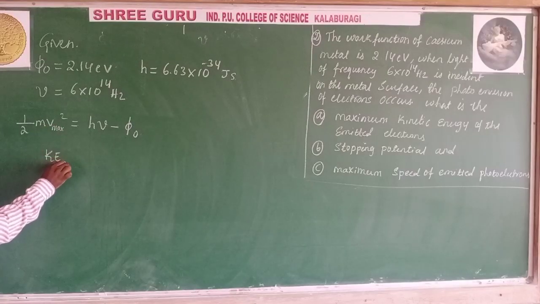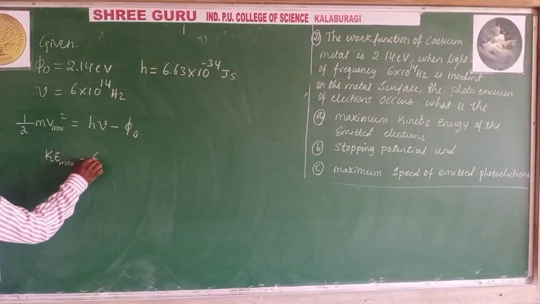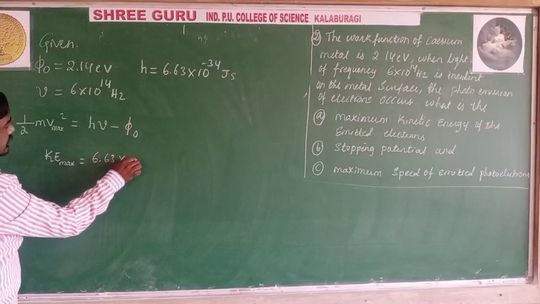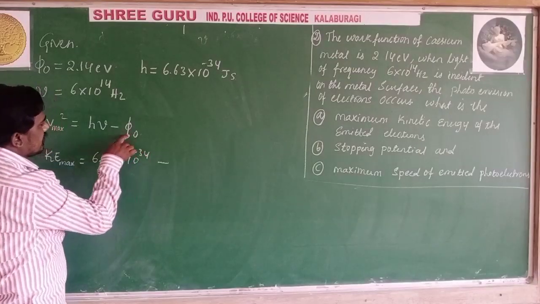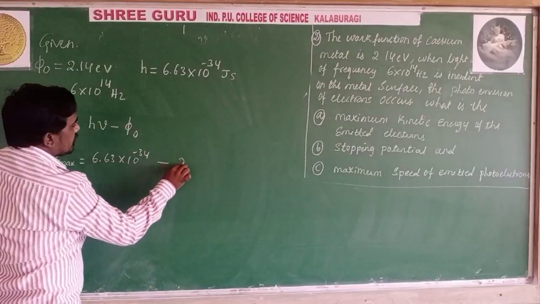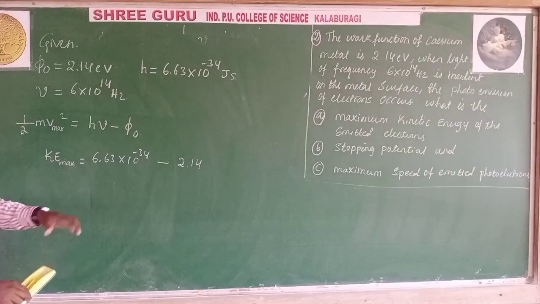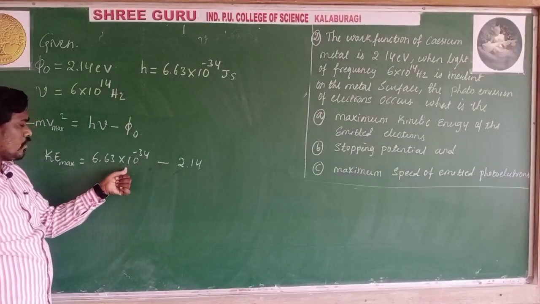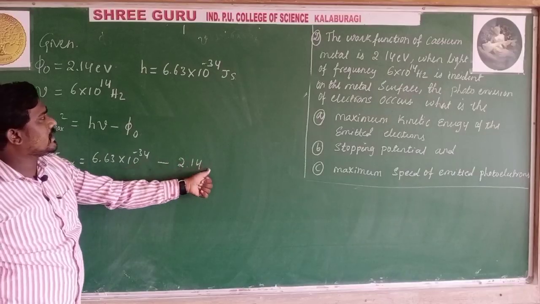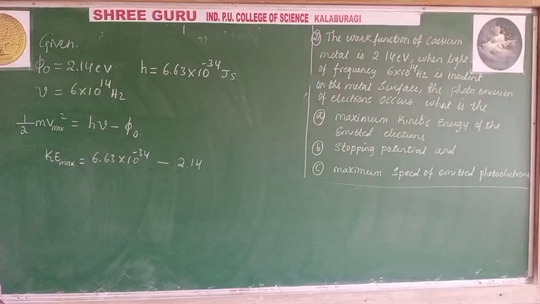The kinetic energy max is equal to, what is h in value? That is 6.63 × 10^-34 joule second is the unit, and the work function, that is 2.14 electron volt. It is not possible to subtract. Why? Because the units are different. One is joule second, another one is electron volt. Either you convert in terms of electron volt or you convert in the form of joules.